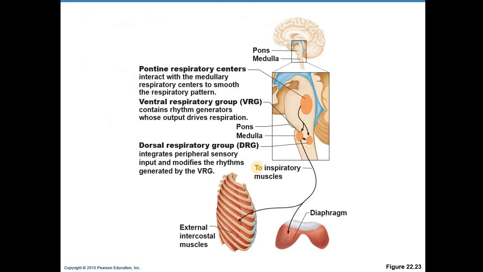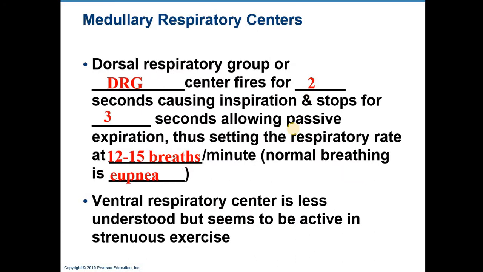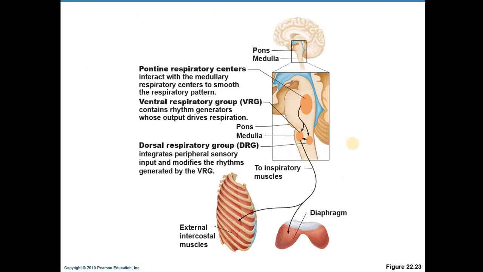And you can see those centers here. The DRG here in the brain stem. And here's the pons, and you can see the pontine respiratory center also. And then you can see the VRG, and I believe I made a note of that. It's less understood and it's more active in strenuous exercise. I'm sorry, I didn't mean to go back. But you can see the innervation from that center also that's going to the diaphragm and to your intercostal muscles that assist in breathing.